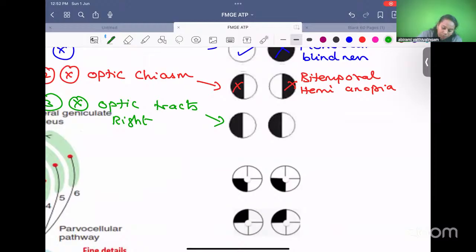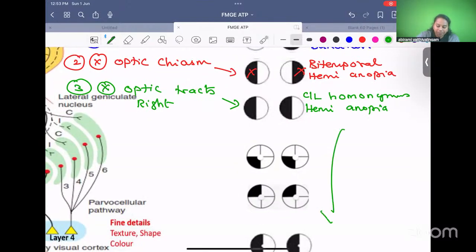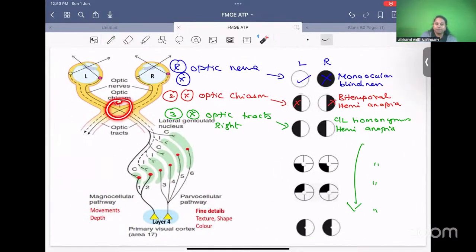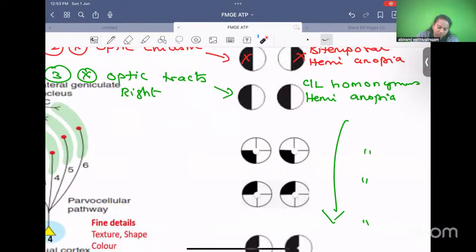Homonymous hemianopia. Homonymous means uniformly. Hemianopia. Hemi means half vision is lost. Contralateral homonymous hemianopia. And after this, all the lesions are the same. Contralateral homonymous hemianopia, because crossing over is already done in the optic chiasm. After that, there is no more crossing over. So there's no change. It's all contralateral homonymous hemianopia, but with small changes. We'll see what those small changes are.